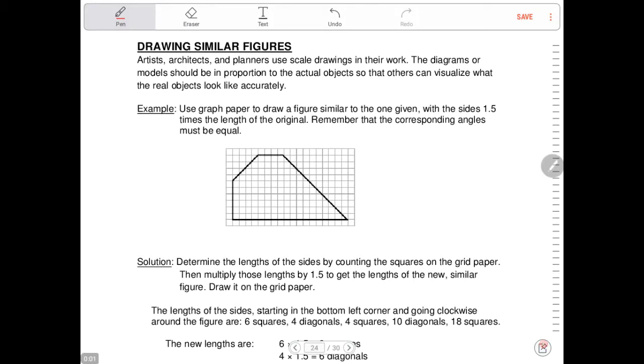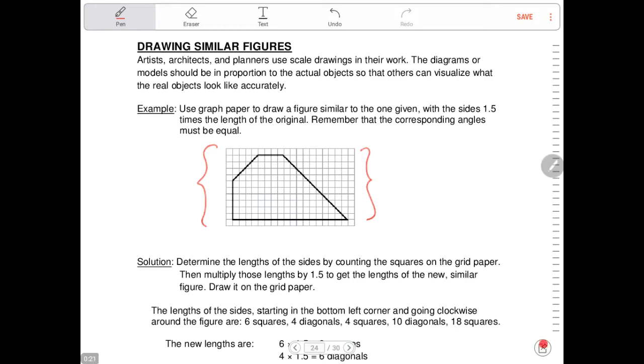Hi everyone, moving on now to our next lesson called Drawing Similar Figures. I do believe that you'll find this one to be very simple. I would ask though that it's going to help if you have at your disposal some grid paper or graph paper, such as this. Maybe you have some, or maybe your teacher has some that they can let you have.